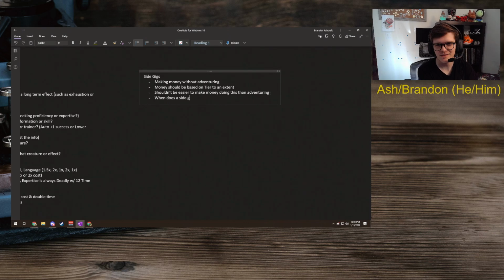When does a side gig become... And this is probably one I'm not going to do the numbers on today, because that's going to be a lot more math. When does a side gig become an adventure? I have a rogue who does crime in order to plan for the big heist for the party. And that's been the best use of that activity. He doesn't take the gold. Or excuse me, they don't take the gold. Instead, they use the gold to fund the assets for the heist.